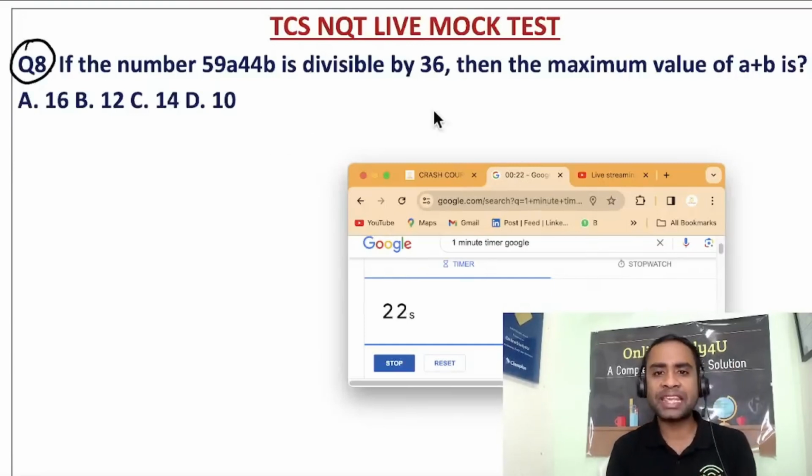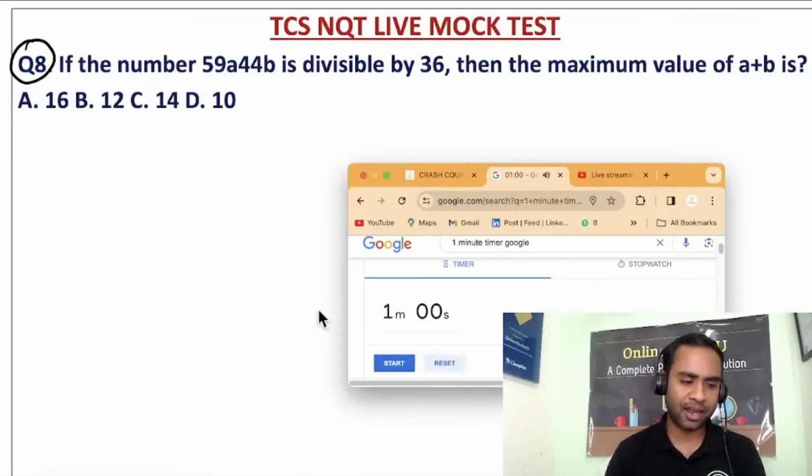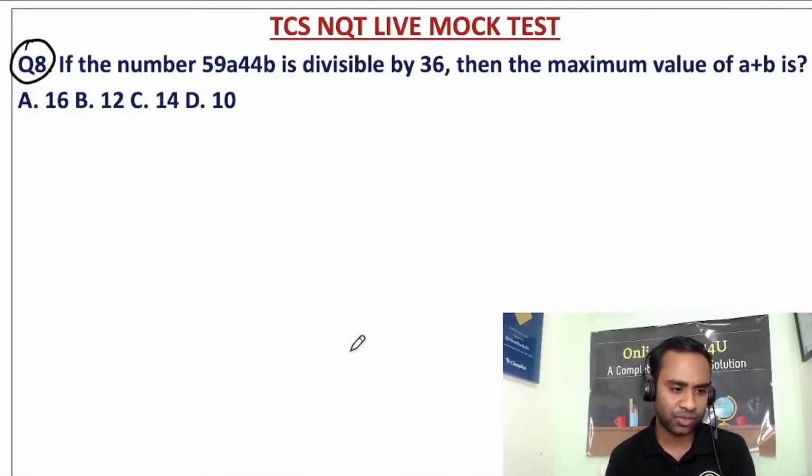If the number is divisible by 36, then what is the maximum value of a plus b? If a number is divisible by 36, then it should and must be divisible by 4 and 9. We have another 7 seconds. 6, 5, 4, 3, 2, 1. Sonu, Sarmila, Parth and Akash have given the correct answer, and the Daily Beat has given the wrong answer.